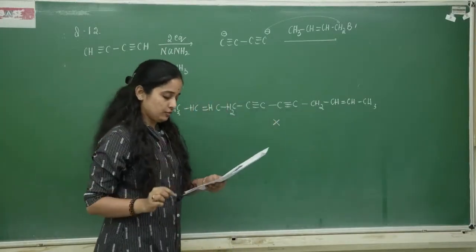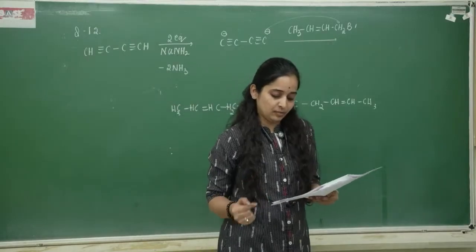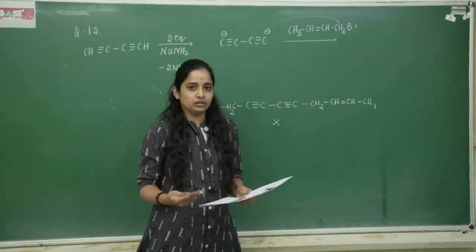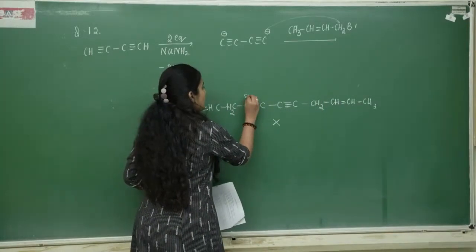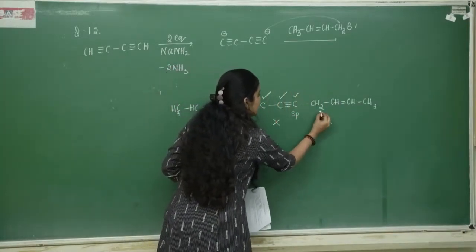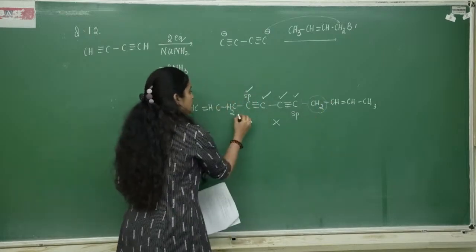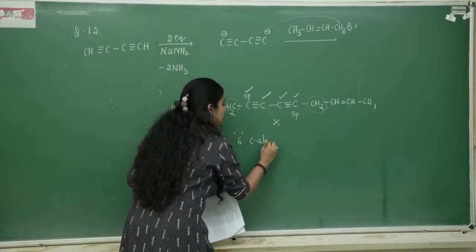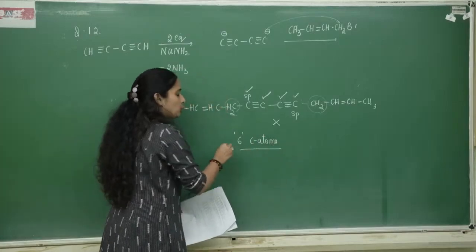The question is the number of carbon atoms which are linear, collinear, so we have to identify the sp carbons. This is 1, 2, 3, 4. This sp carbon is influencing this carbon, and here also my count is the same. In total, 6 carbon atoms are collinear.